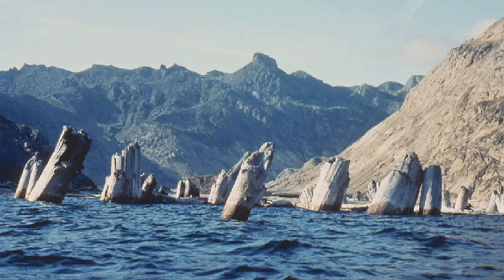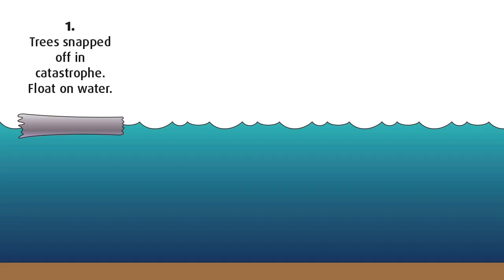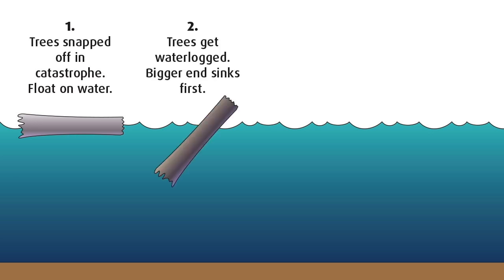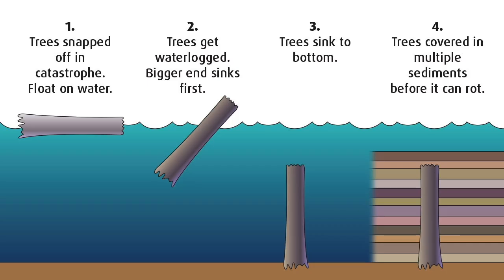And many will, no doubt, become future polystrate fossils. Here's the process. The trees are snapped off in a catastrophe, like a flood, or in this case, a volcanic eruption. They float on the water. After a time, the trees get waterlogged. The bigger ends sink first. Then those trees sink to the bottom. And then over time, sediments build up before the trees can rot.